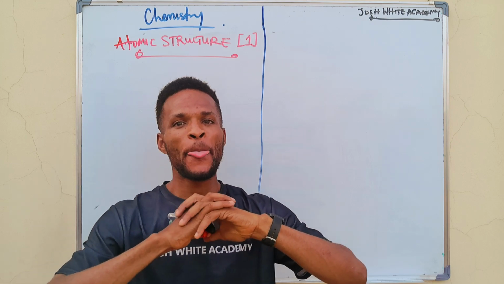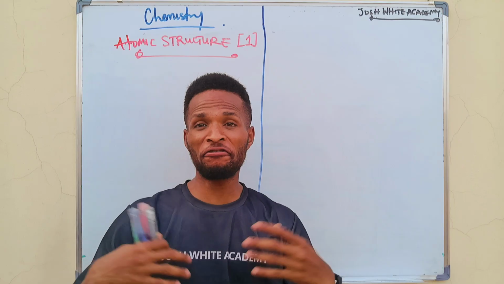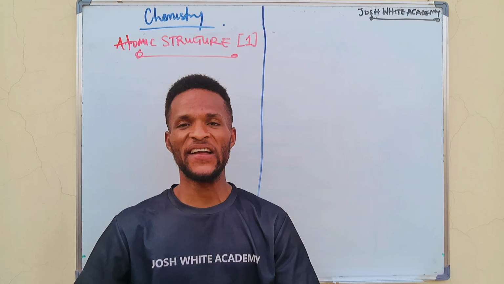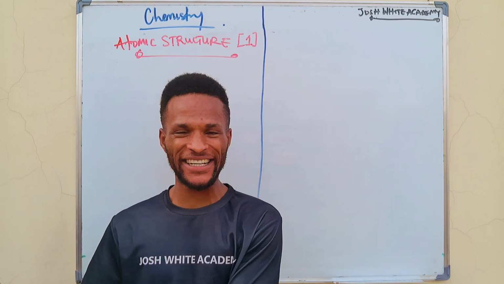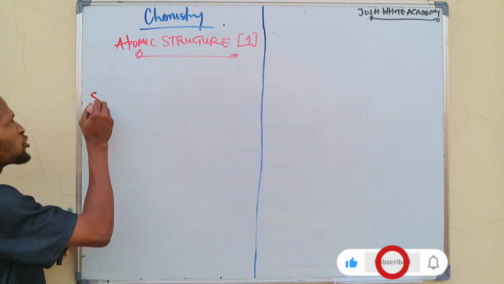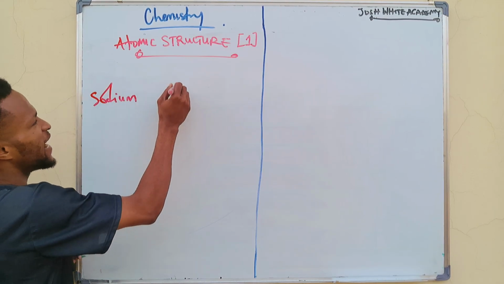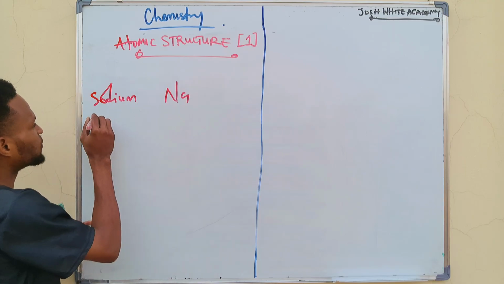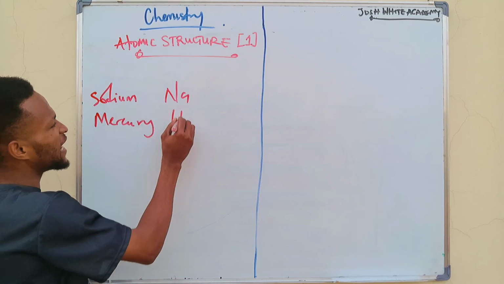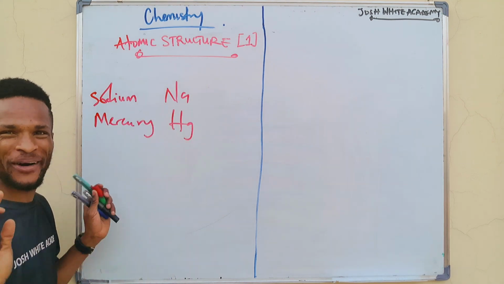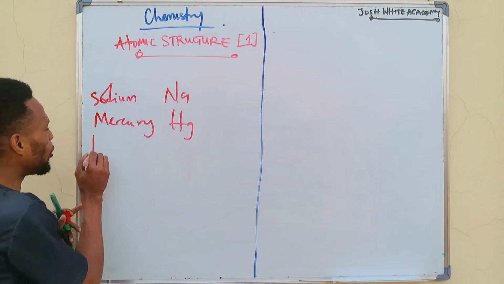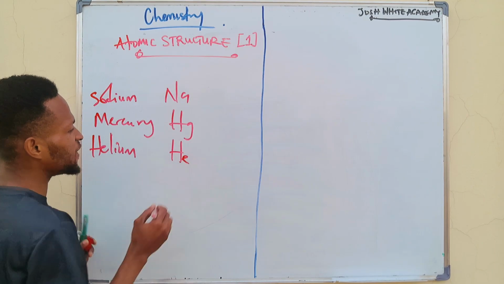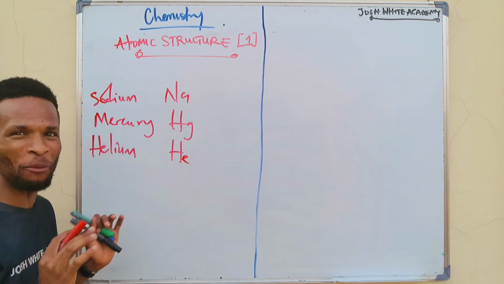So, some elements are found bearing just one atom. So we call them monoatomic. For instance, sodium, written as Na, just one atom. Mercury, written as Hg, has just one atom. Helium, written as He, has only one atom. They are monoatomic.